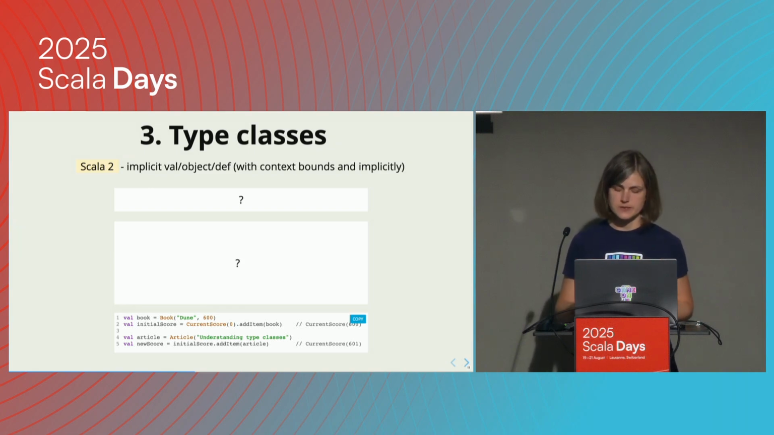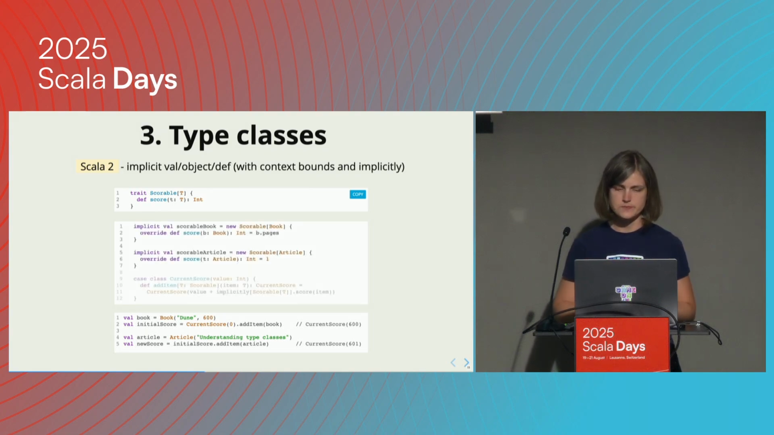And the way we define it is we need a trait which is our behavior. So we have the Scorable trait because our behavior is being scored. It's parameterized by some type. And then the definition of this behavior is the score method. And then we just need to define these behaviors for our article and book types.